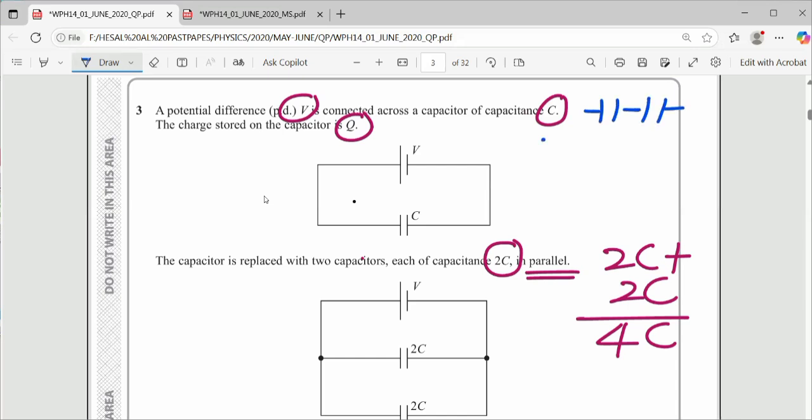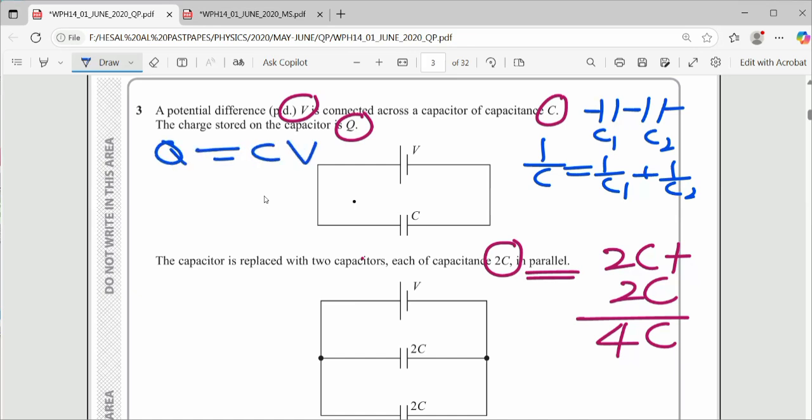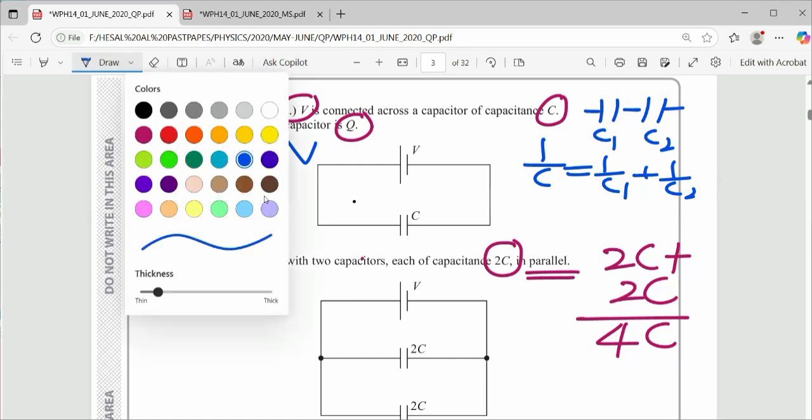I consider it as C1 and C2. So 1 upon C equals 1 upon C1 plus 1 upon C2. By substituting, we can find C. In here, what is the equation we can use? It is Q equals CV. Q is the charge stored, C is capacitance, while V is potential difference.